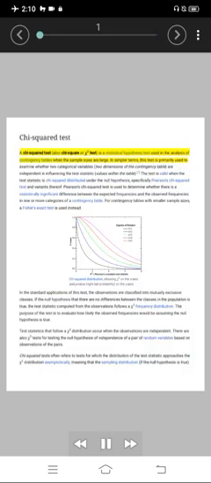Chi-squared test. A chi-squared test, also chi-square or chi-2 test, is a statistical hypothesis test used in the analysis of contingency tables when the sample sizes are large. In simpler terms, this test is primarily used to examine whether two categorical variables, two dimensions of the contingency table, are independent in influencing the test statistic values within the table.